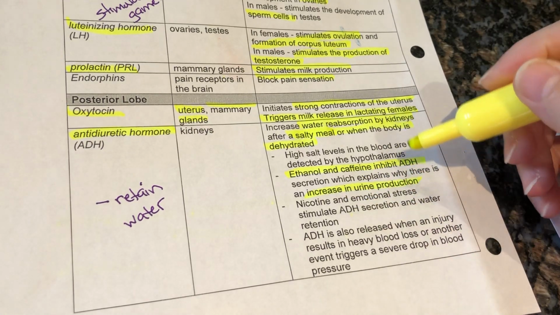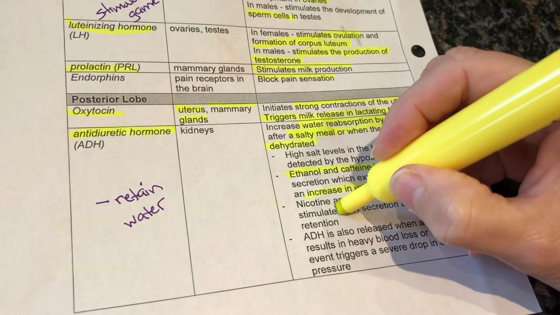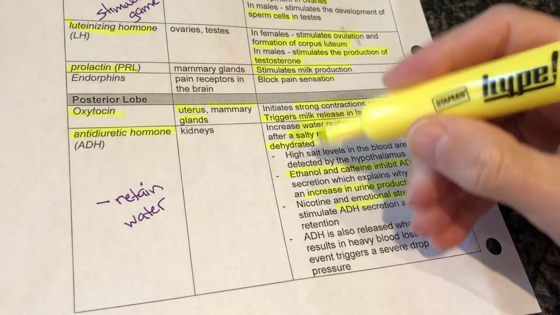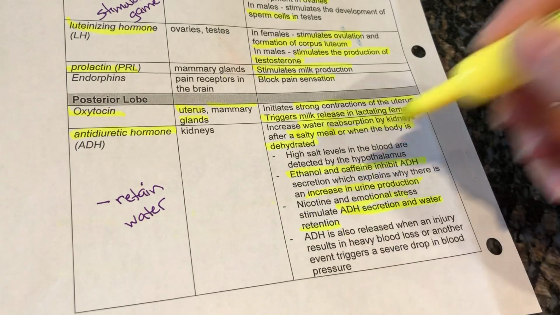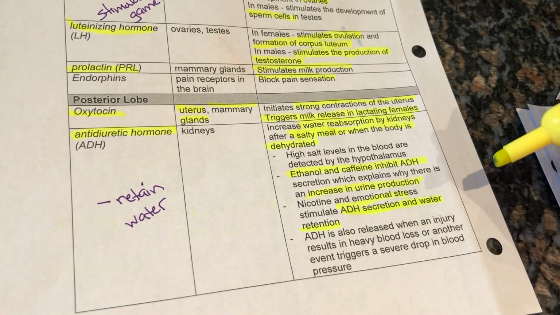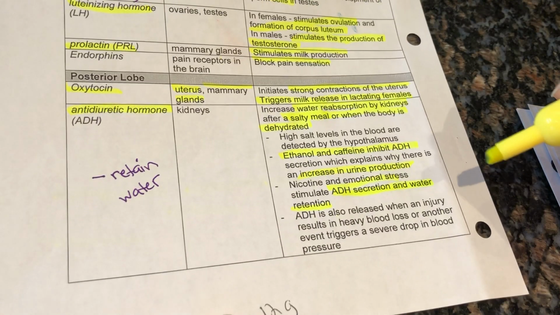Nicotine and emotional stress stimulate ADH secretion and water retention, okay? So nicotine does the exact opposite. Stress does the exact opposite. You want to make sure that you're keeping your water if you're stressed.